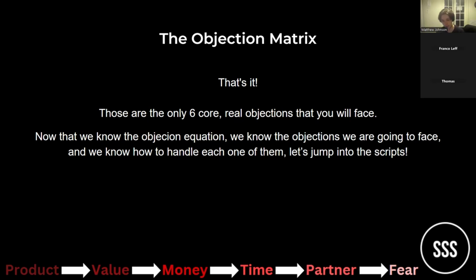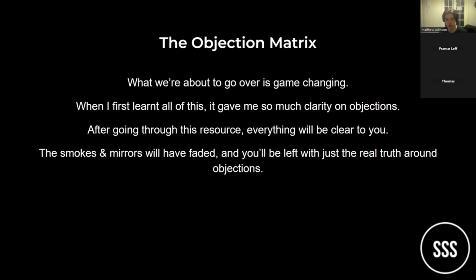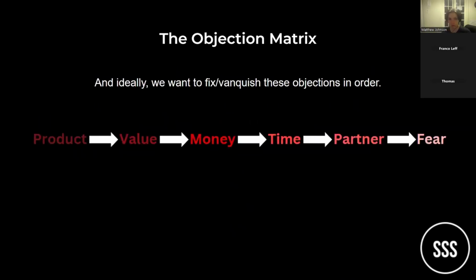Like this is it. These are the six core objections, and these are the only objections that you're going to face, right? Product, value, money, time, partner, and fear. These are the six; there are logistical questions, there are smoke screens, and there are these six, okay? So if you can develop good processes for replies to logistical questions, which we're going to give you, and overcome the smoke screens and find the real questions, which we're going to give you, then all you need to do is master each of these six, and you're good to go.